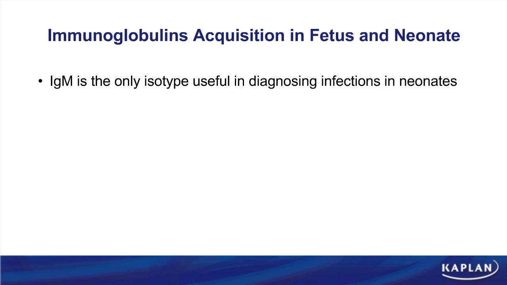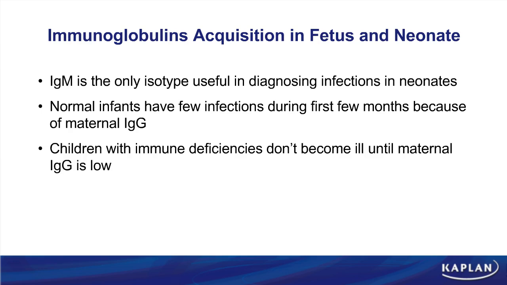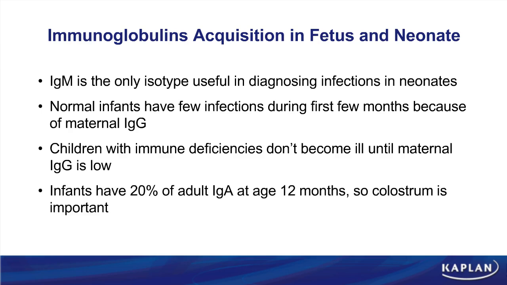Okay, so infants usually don't have very many infections during those first few months because of that nice high titer of maternal IgG. And as we said, that can actually mask some immunodeficiencies, which aren't going to become evident until that IgG gets to a really low level. All right. But again, when we look at the IgA response, infants, even at 1 year, have still only 20% of the adult levels of IgA, which is why breastfeeding is so important, because that can also extend the protection to that infant.